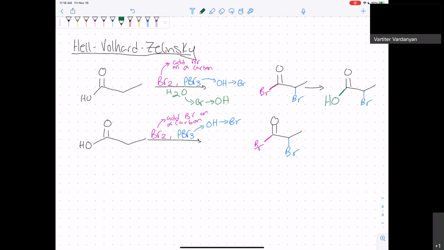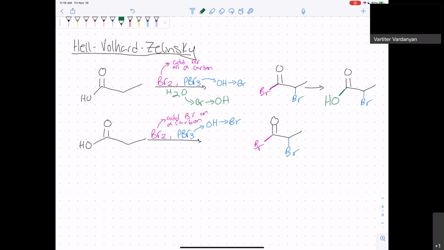It could, well, this one is secondary, but it could have been tertiary. It just won't really be fully substituted or quaternary, you know what I mean? Because then it would kind of be pointless. You can't add a Br. But it definitely could be different than the one I gave you.